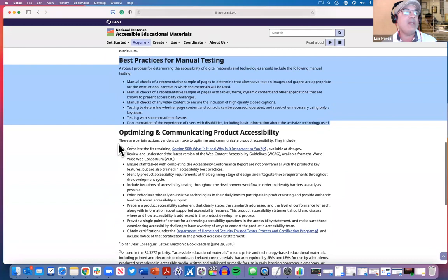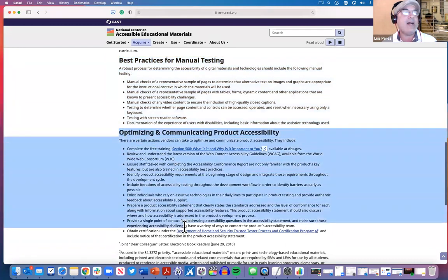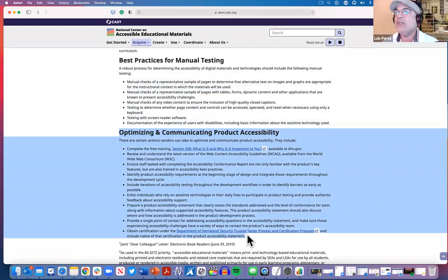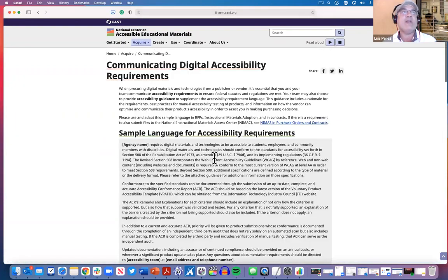And then there's some information here for vendors, how to optimize product accessibility. So as you're engaging in those conversations, you can share this language here. These are some of the things you can do to optimize your products for accessibility. So we can continue that conversation with them and really bring about change, not just in that one product that you're purchasing, but in their practices going forward, so that when they update that product or when they develop new products, they're following these best practices. So that's all in this one page around how do we communicate digital accessibility requirements.